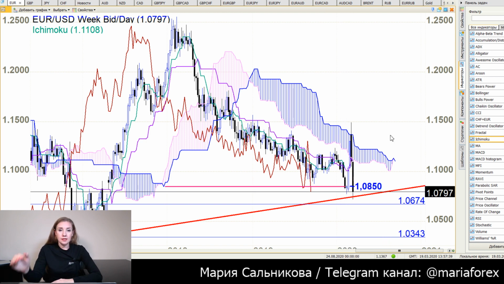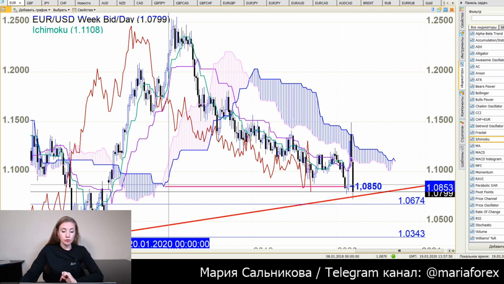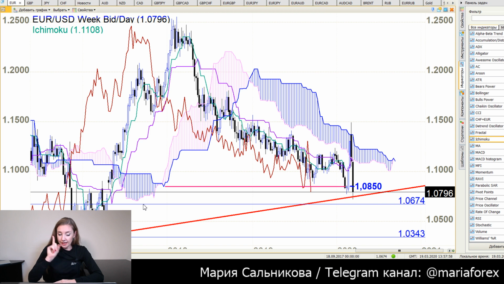When you see the daily chart under 1.0850, you need to have the close price under 1.0850. After that, your target to sell is 1.0670. Just remember those two levels. When you see the daily close price under 1.0850, sell with the target 1.0670.